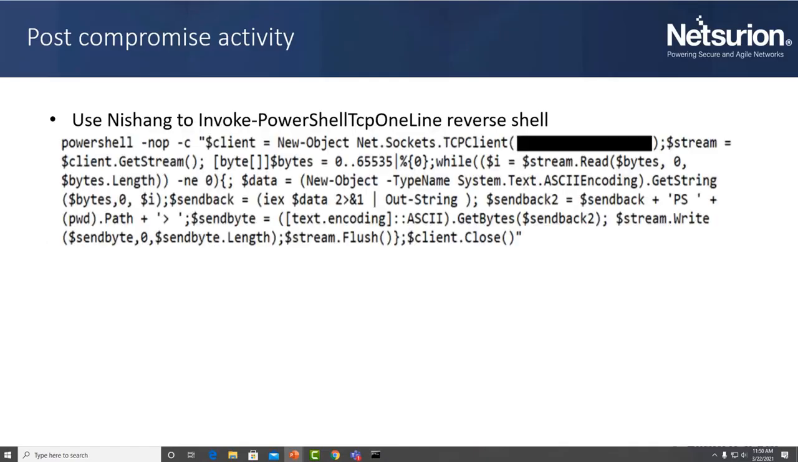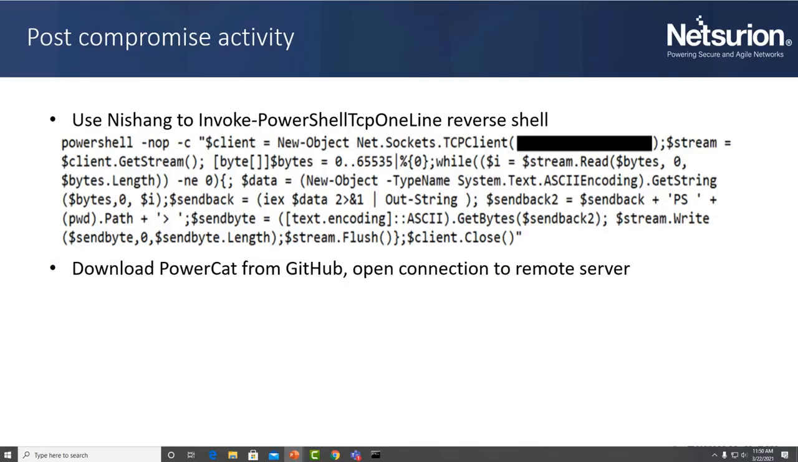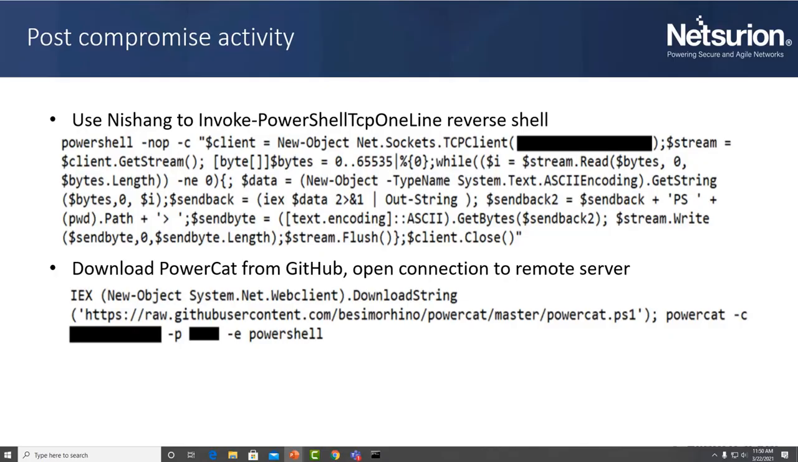Subsequently, they were doing a one-line reverse shell that allows them, directly via PowerShell, to have a TCP listener and then connect out to GitHub, grab hold of PowerCat, and be able to take the data out from the compromised server over to the IP address of their choice.